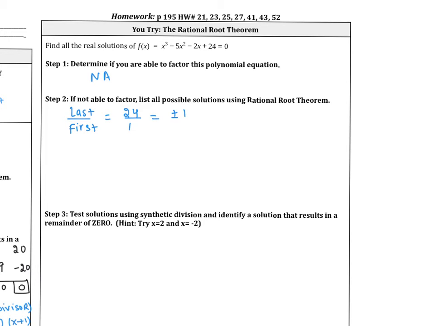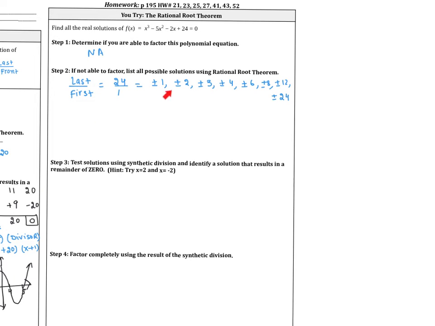That's going to be plus or minus 1, plus or minus 2, plus or minus 3, plus or minus 4, plus or minus 6, plus or minus 8, plus or minus 12, and plus or minus 24. Now we are going to choose the numbers from this list and test them one by one, starting always from the lowest number, and see if that gives us a remainder 0.